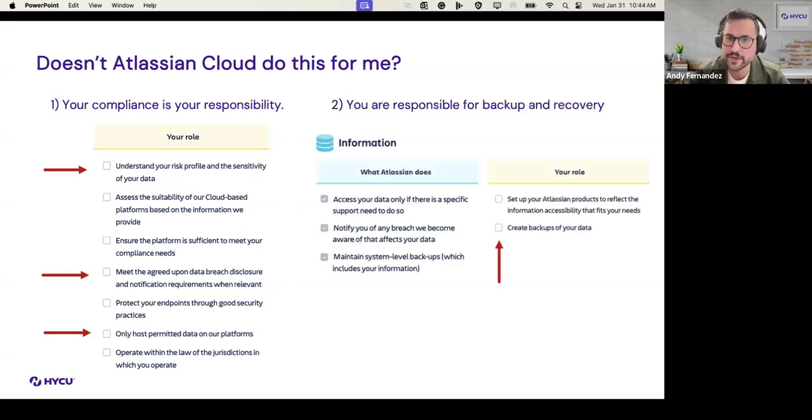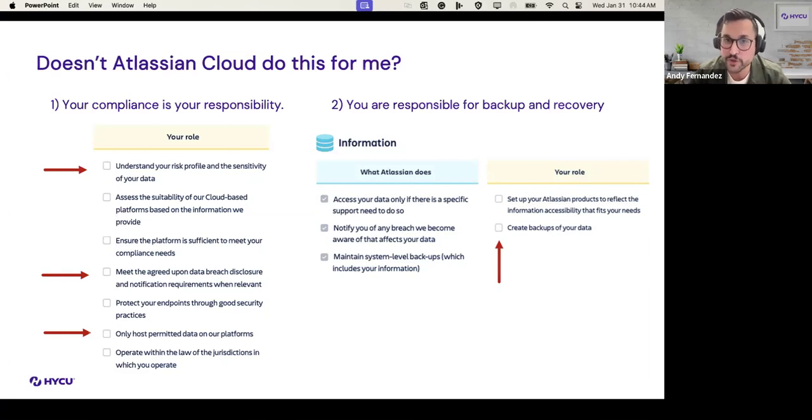And then the next component is you are responsible for backup and recovery. Now, Atlassian says, yes, we do backups, but keep in mind, these are backups at the system level. If there's a global outage, if there is a ransomware attack on Atlassian, they need to have backups, they need to have replication in order to recover from that. But remember, that's the entire garage. But if something happens to the car, your data, you are responsible for backup and recovery.